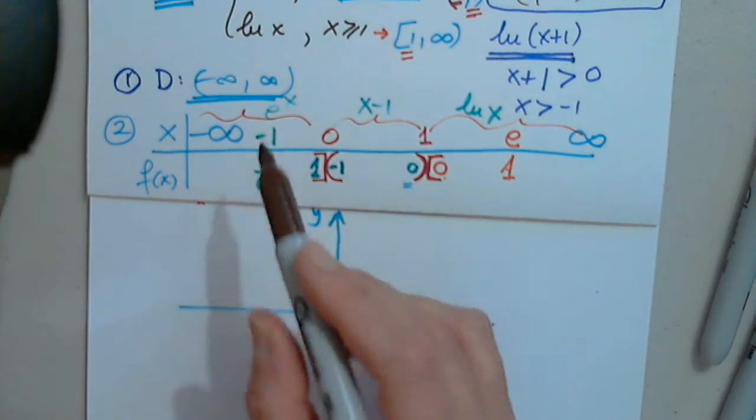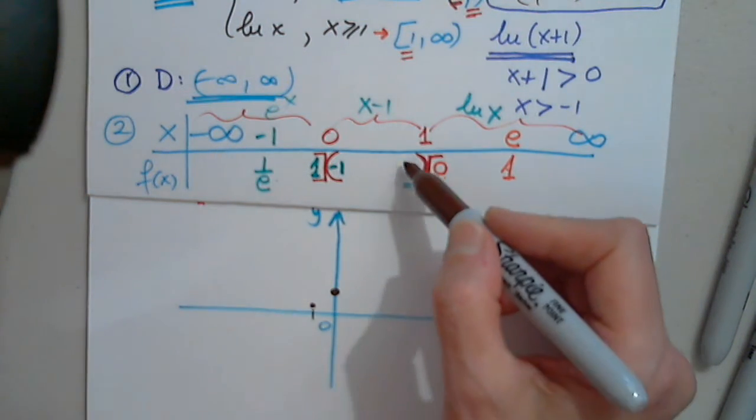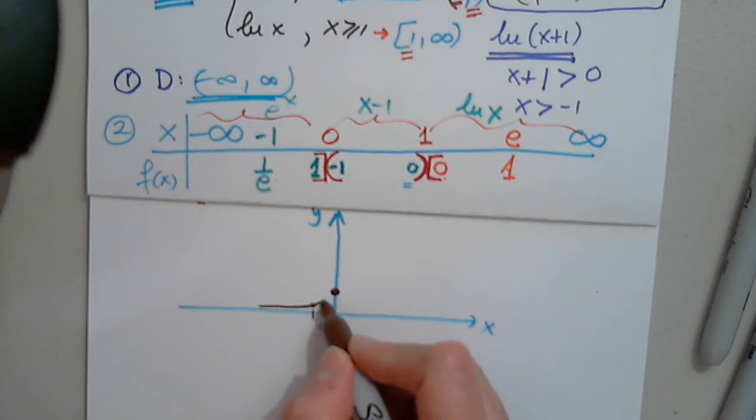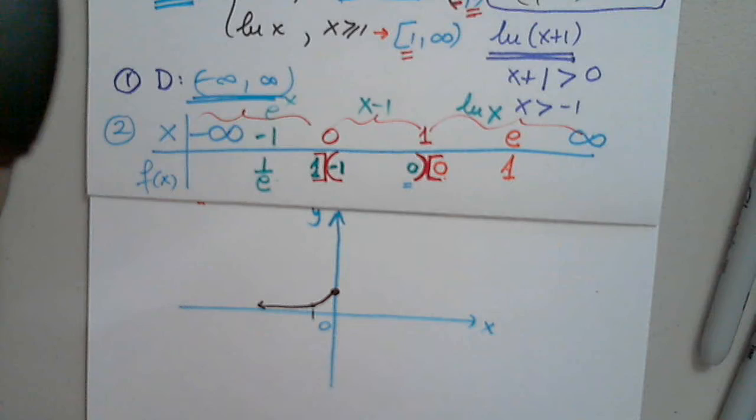And I know that this is an increasing function. I would normally graph this, but I have to stop right here. Put an arrow, and I'm done with brown.